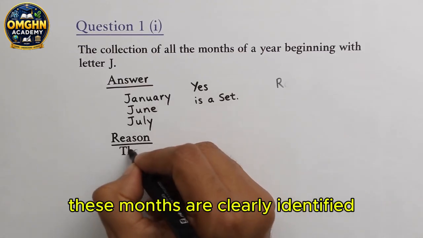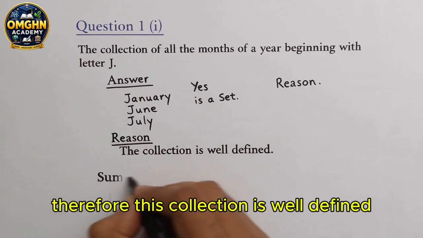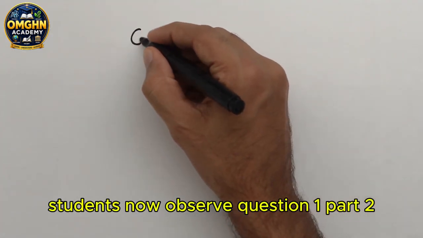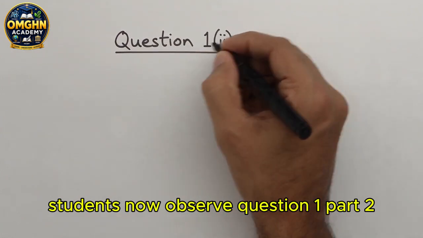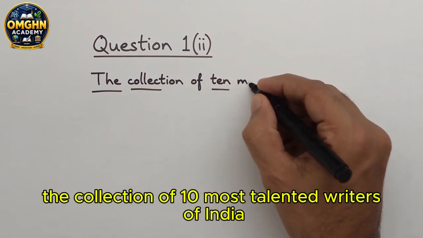These months are clearly identified. There is no confusion. Therefore, this collection is well defined. Students, now observe question 1, part 2. The collection of 10 most talented writers of India.